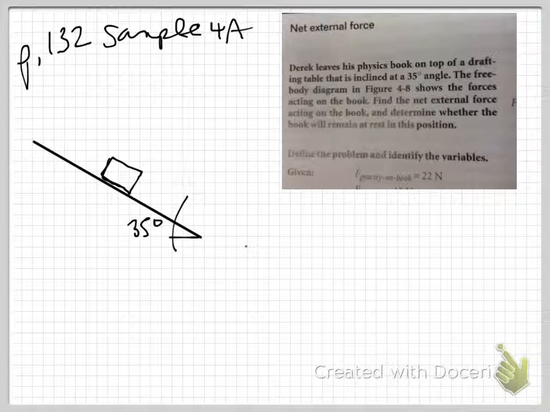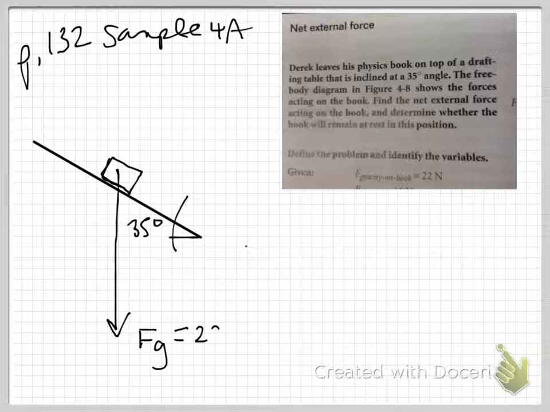Now here's the important thing. Notice that this book is not on a flat surface. Doesn't matter how slopey it is, the force of gravity is always directly down into the earth. So force of gravity is going to look like this, and we're going to label that Fg. We are given a magnitude. We're told that that is 22 newtons.